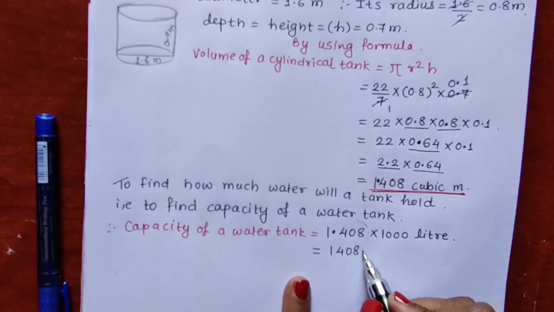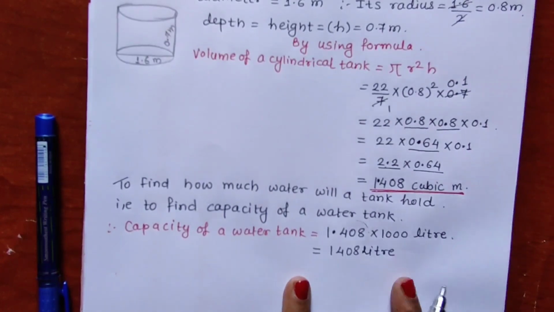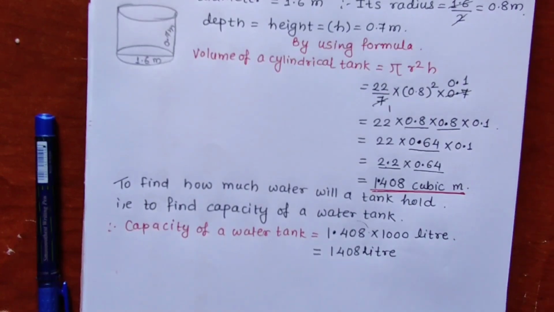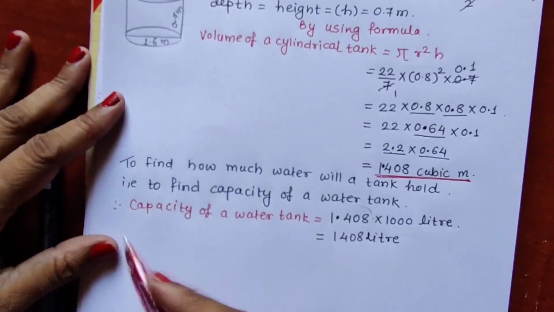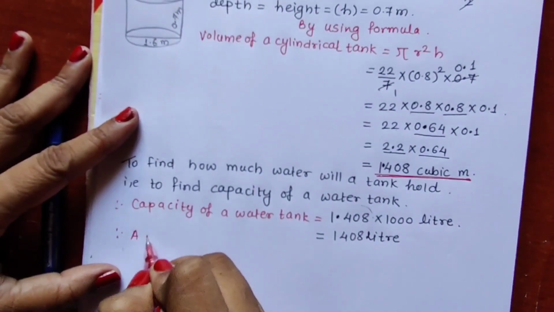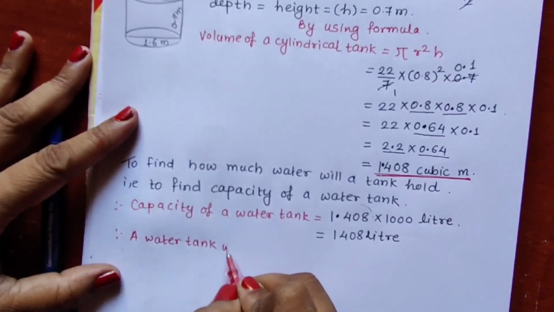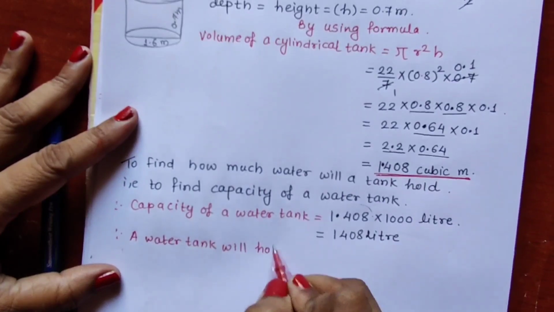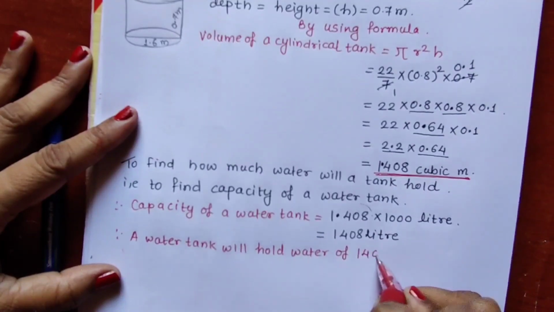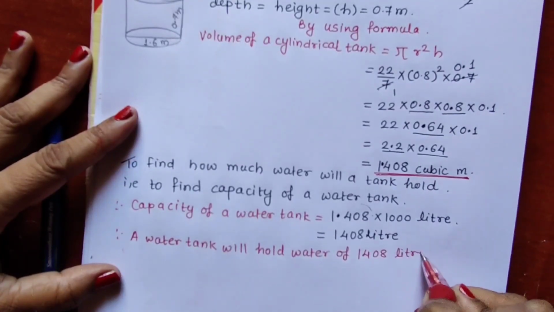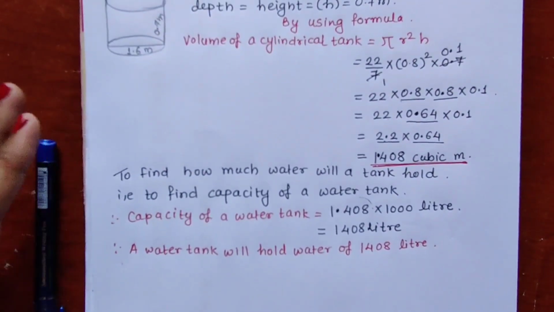1408.00 will be there. So after 0.00 is there, no value. So it is 1408 liter, 1408 liter. So now write the answer statement. Therefore, a water tank will hold water of 1408 liter. In this way we have to finish the answer and solution of this question.